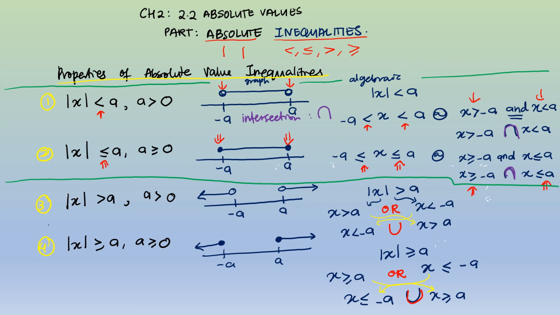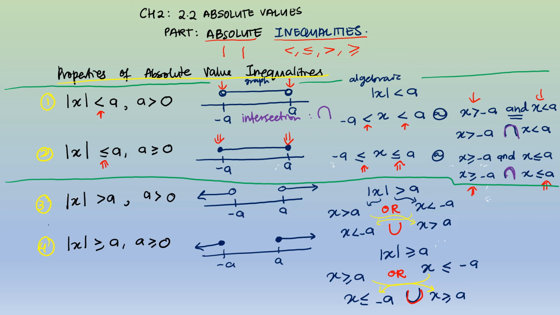Let's look at the next one, which is our greater. For greater, you can see here either single or double. If you draw the value, it will be the opposite. One is to the left, another one is to the right. So here you need to use 'or' as your symbol.